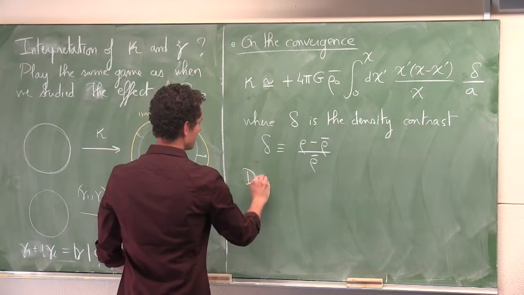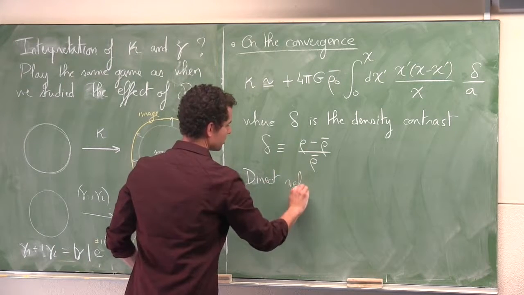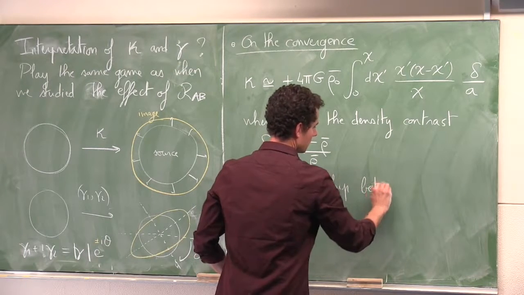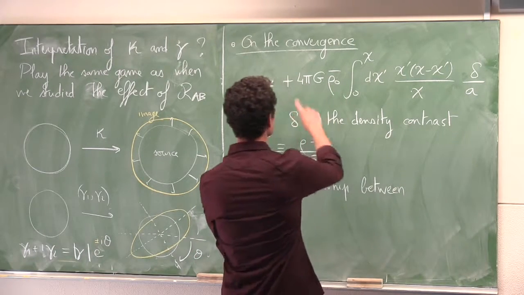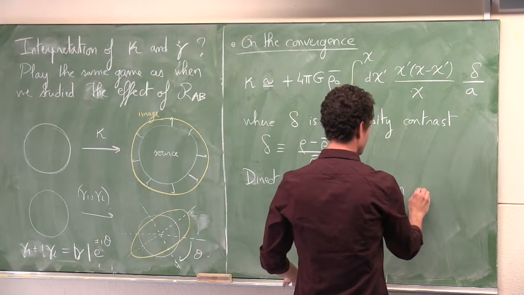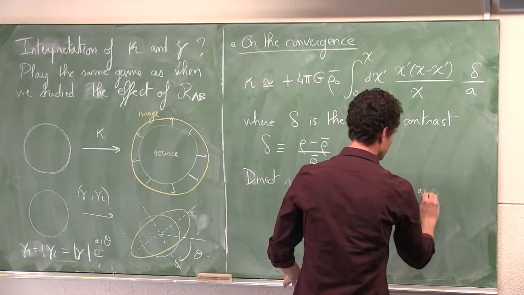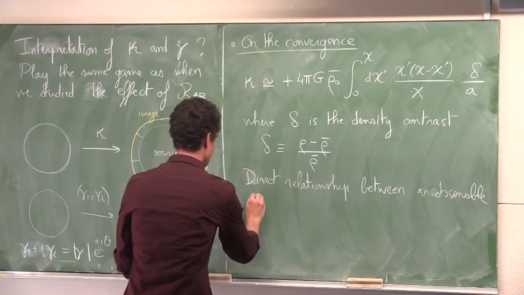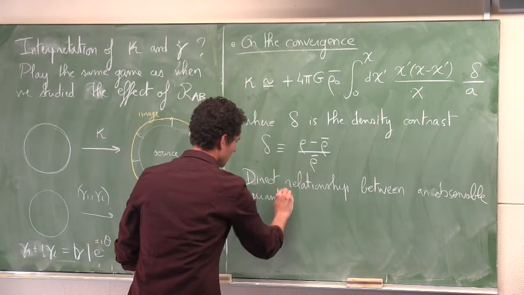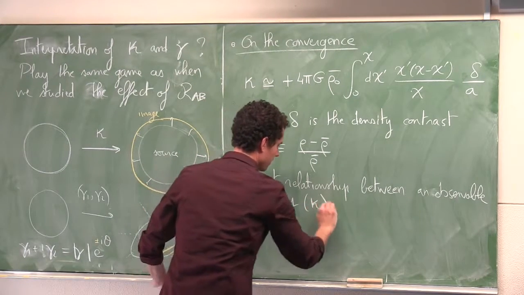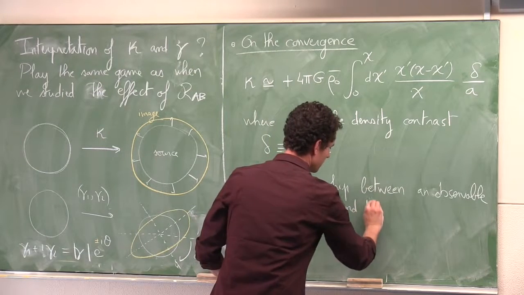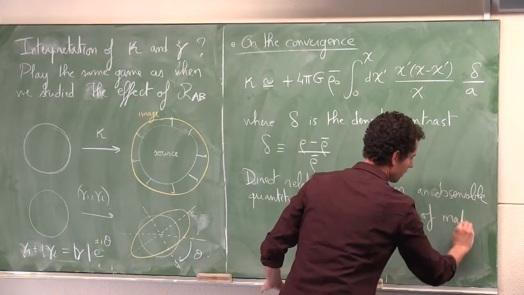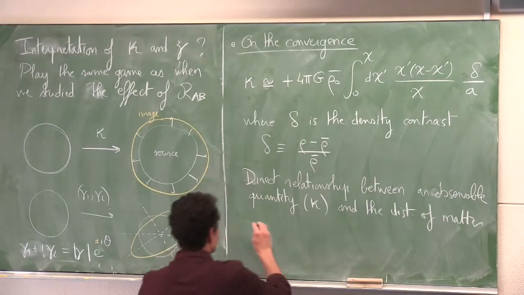So this is a direct relationship between an observable quantity and the distribution of matter in the universe.